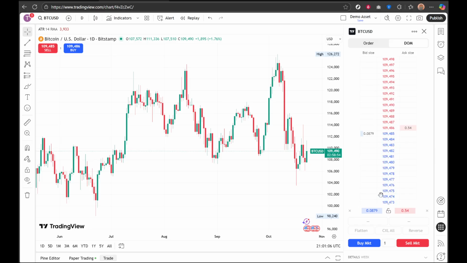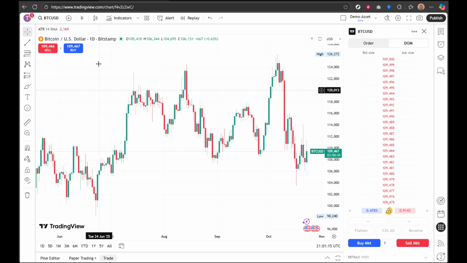Before you engage in live trading, it's highly advisable to practice using the paper trading simulator on TradingView. This is a crucial step, especially if you're new to utilizing the depth of market tool. Why practice, you ask? Because it allows you to refine your skills and strategies in a risk-free environment.